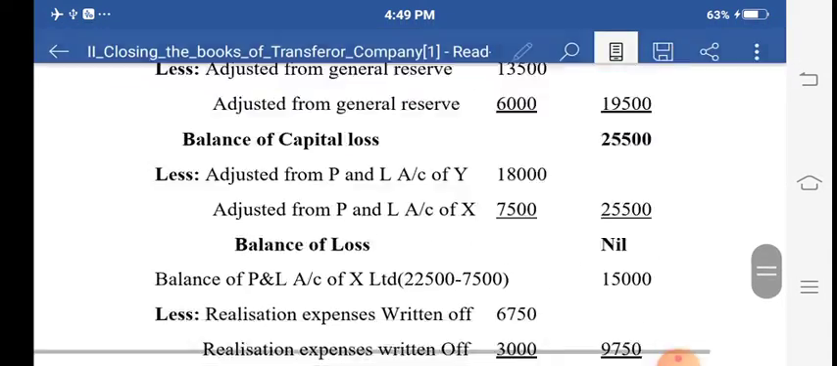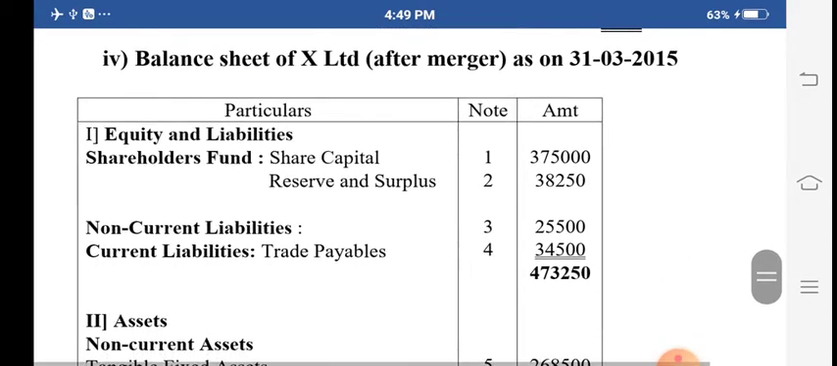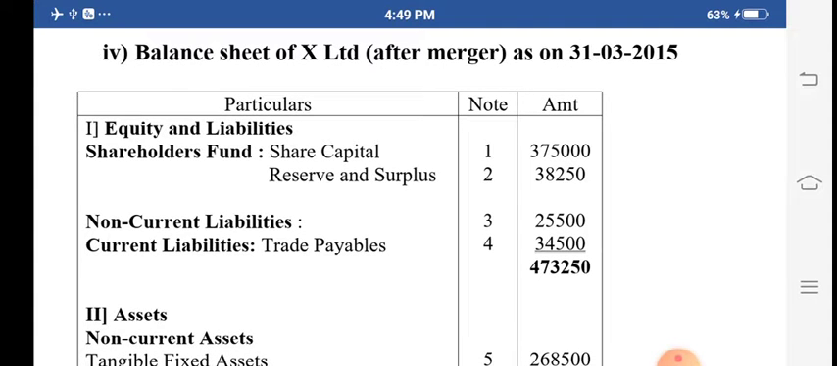In the problem there were the balance sheets of X Limited and Y Limited, and we have to amalgamate those balance sheets. It means the balance sheet after the merger. Now see the equity and liabilities. We have to use the vertical format for the preparation of the balance sheet.